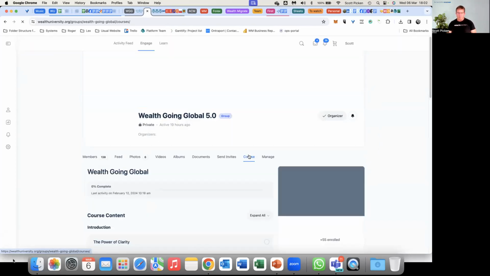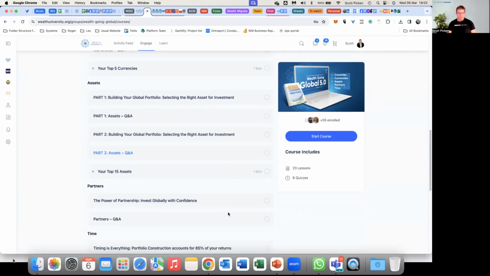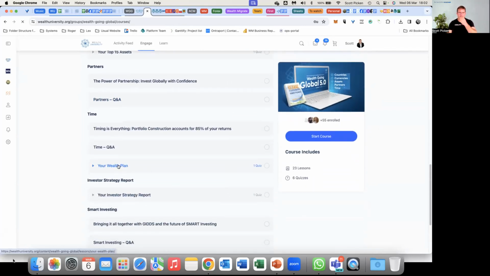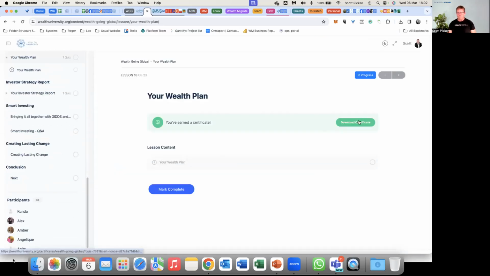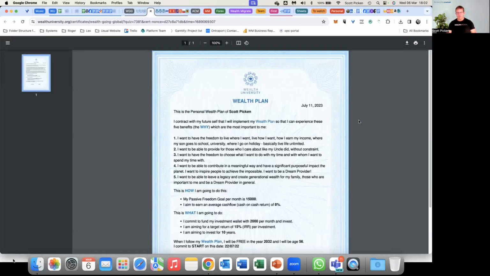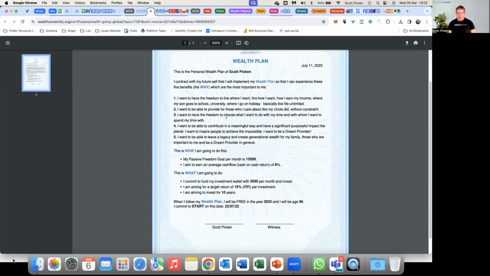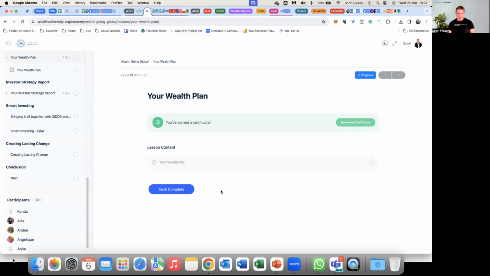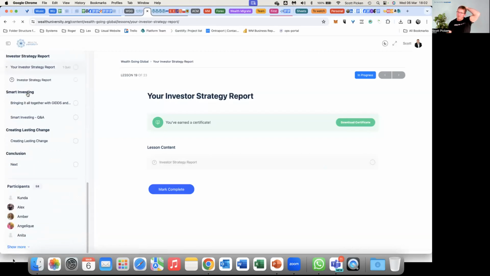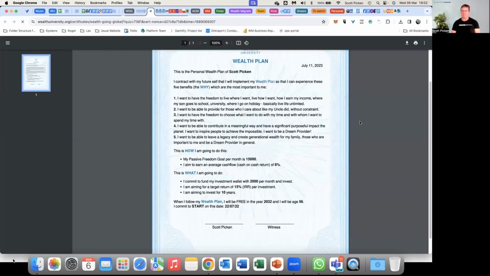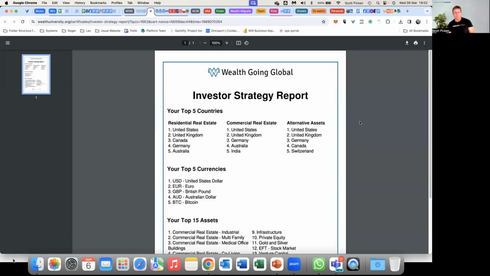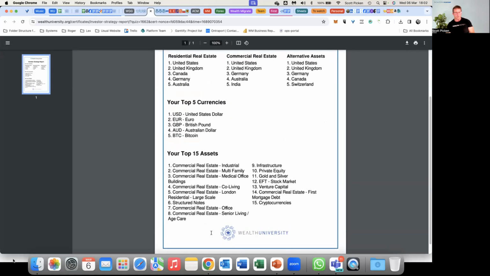And if you look at the course, the part I love most is that Shane's actually built it where you can literally go in and it builds you an entirely automated wealth plan. So if you've done your steps all the way through the modules, you literally get to the end and it'll build you a fully automated wealth plan with your why, your how, and your what. If you want your investor strategy report, it also gives you an entire investor strategy report. And again, these are all personalized. It's not someone else telling you this is your own personal wealth plan, and this is your own personal investor strategy report. What are the top 5 countries to invest in? What are the top currencies? And what are the top assets?